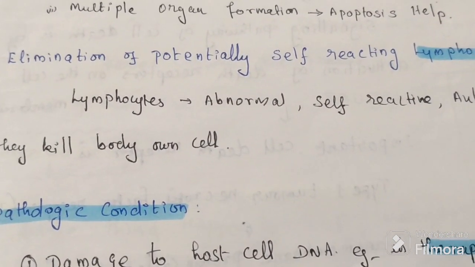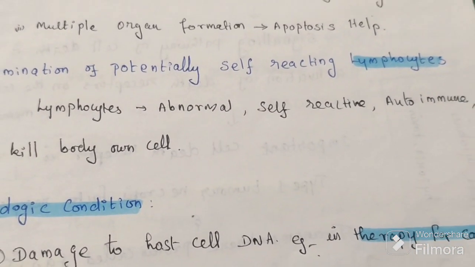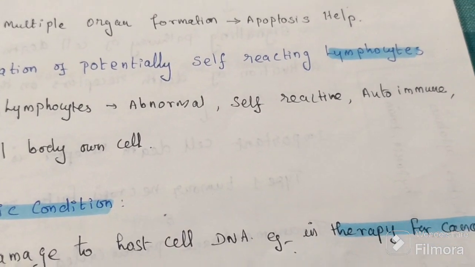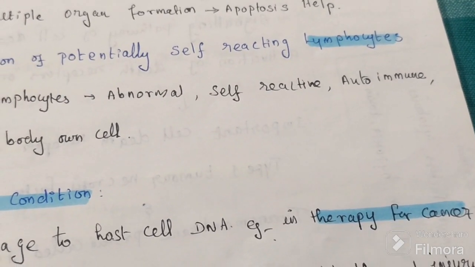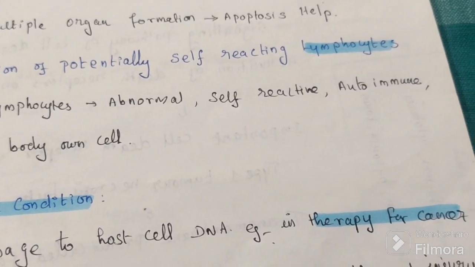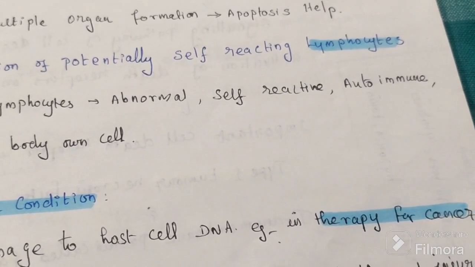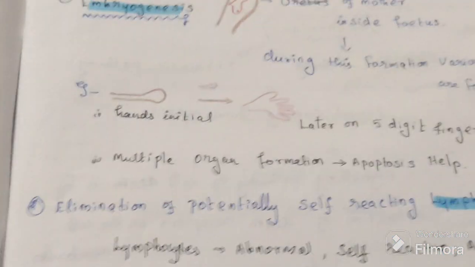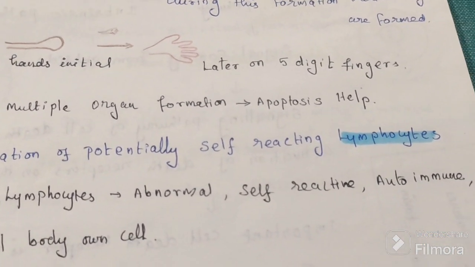Second example, elimination of potentially self-reacting lymphocytes. What are lymphocytes? They are a type of WBC which kill foreign cells. Sometimes these lymphocytes in the human body become abnormal, self-reactive, autoimmune, and they kill the body's own cells. So these lymphocytes which become abnormal are eliminated from the body. This is apoptosis. It is a physiological phenomenon. So the first one is embryogenesis, the second one is elimination of potentially self-reacting lymphocytes.